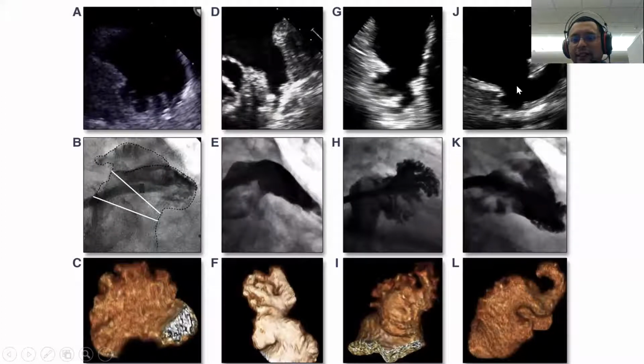So this is in TEE. This is in CT scan. This is in an angiogram. This is a CT scan cast. Okay, so let's guess one by one. What do you think this is? Cactus. Cactus.